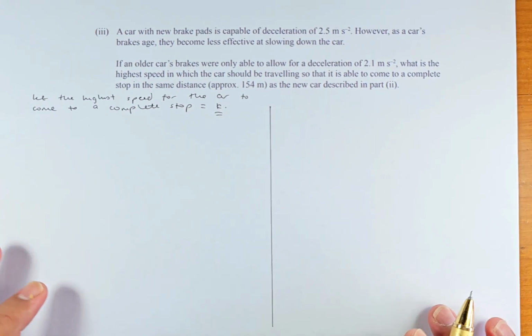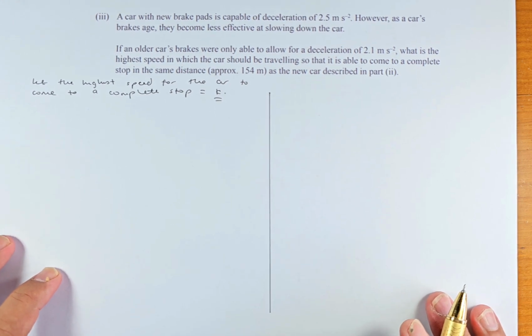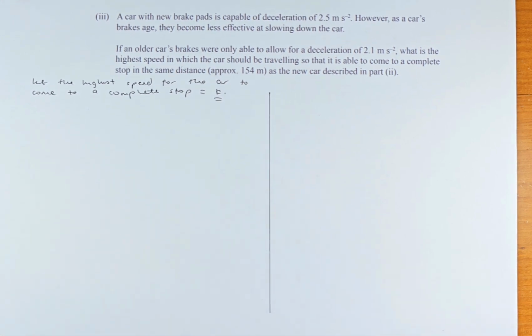Okay, I'm going to adjust the paper so we've got more space. A car with brake pads is capable of deceleration of 2.5 meters per second squared. However, as the car brakes age, they become less effective at slowing down the car. If the oldest car's brakes were only able to allow for deceleration of 2.1 meters per second squared, what is the highest speed at which the car should be traveling so that it is able to come to a complete stop in the same distance, approximately 154 meters, as the new car described in part 2?